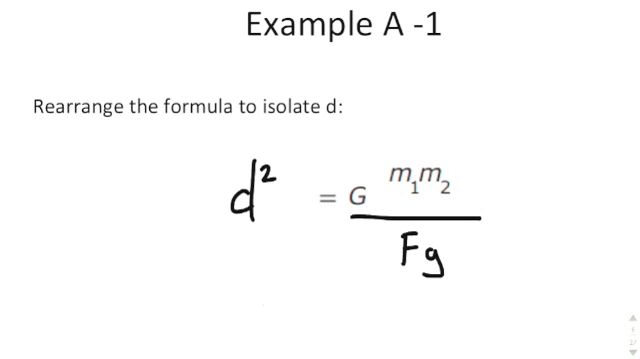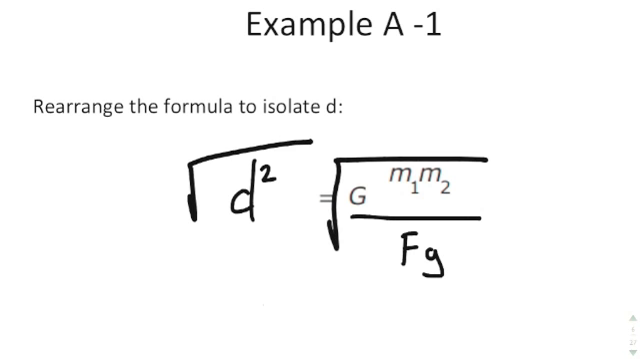Well, how do we get rid of a square? We square root both sides. And what that'll do is that'll take care of that d squared and turn it just into d. And we see that this will be the equation that we use to solve for our distance.